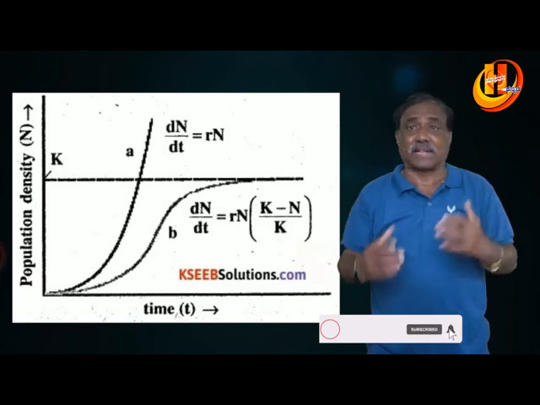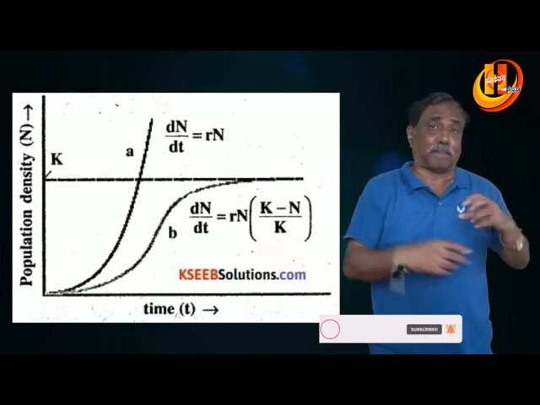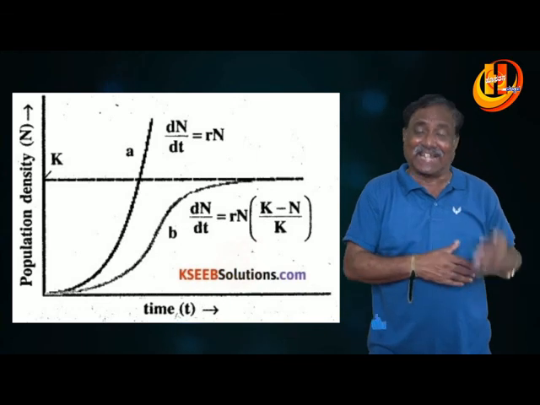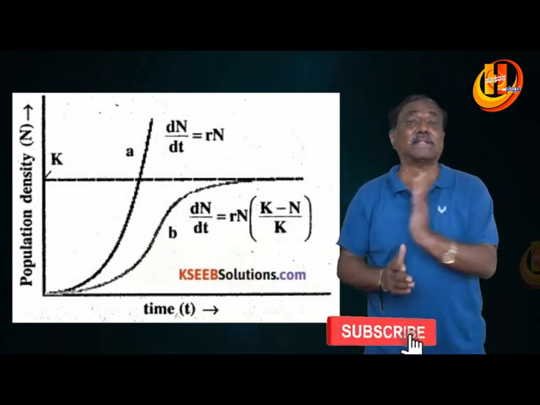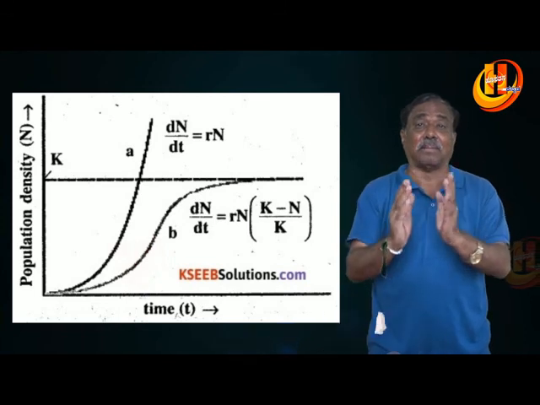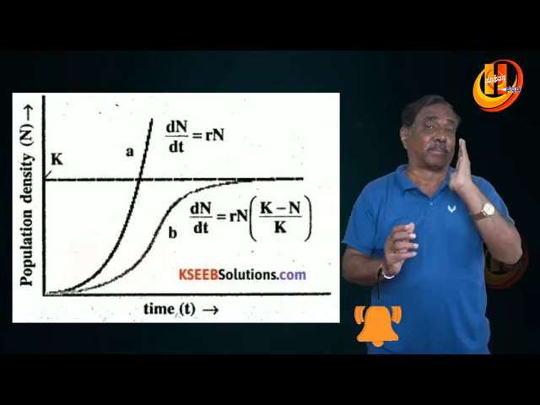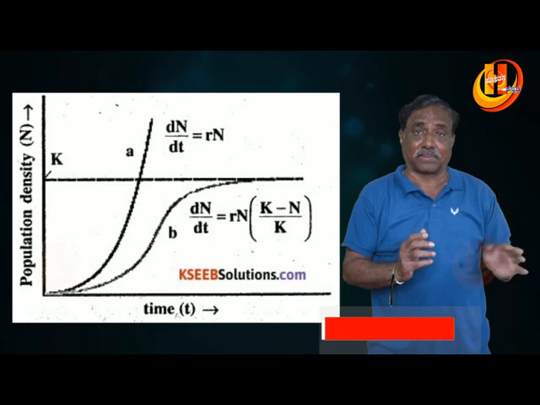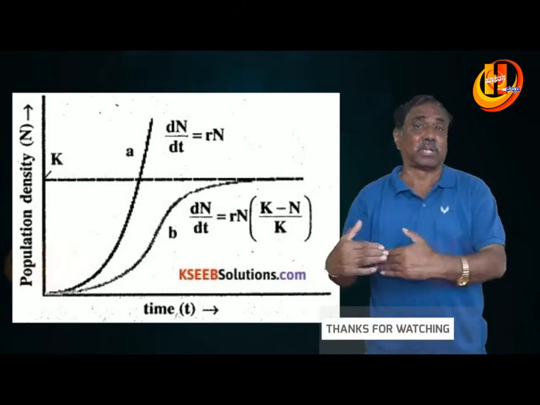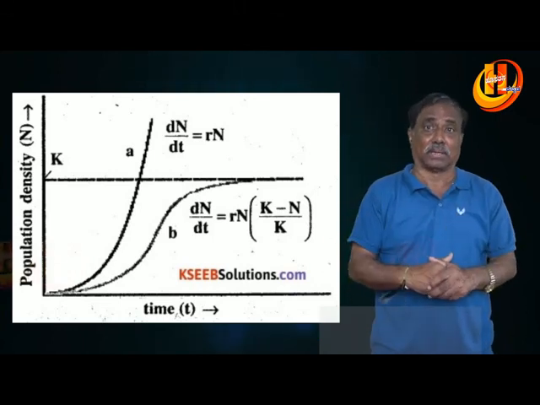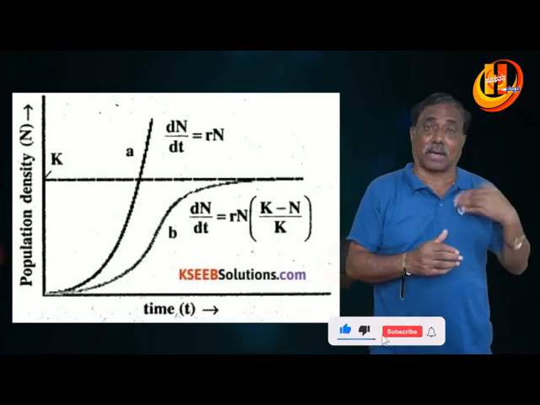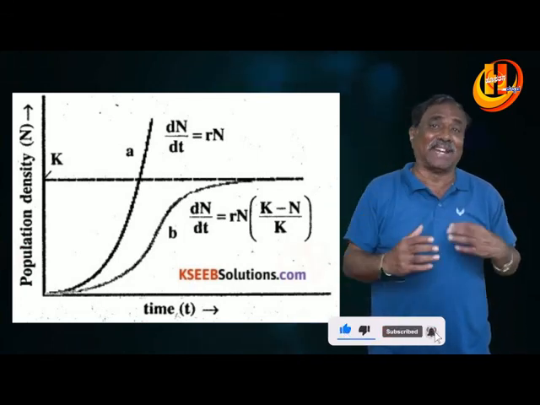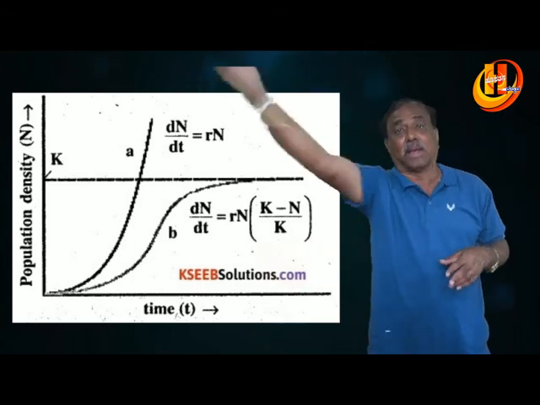Just like growth, the population also increases. That is, Nt equals N0 e^rt. Nt means the population density after some time, N0 means the initial population, e is the base of natural logarithms, and r is the intrinsic rate of increase, with t the time.